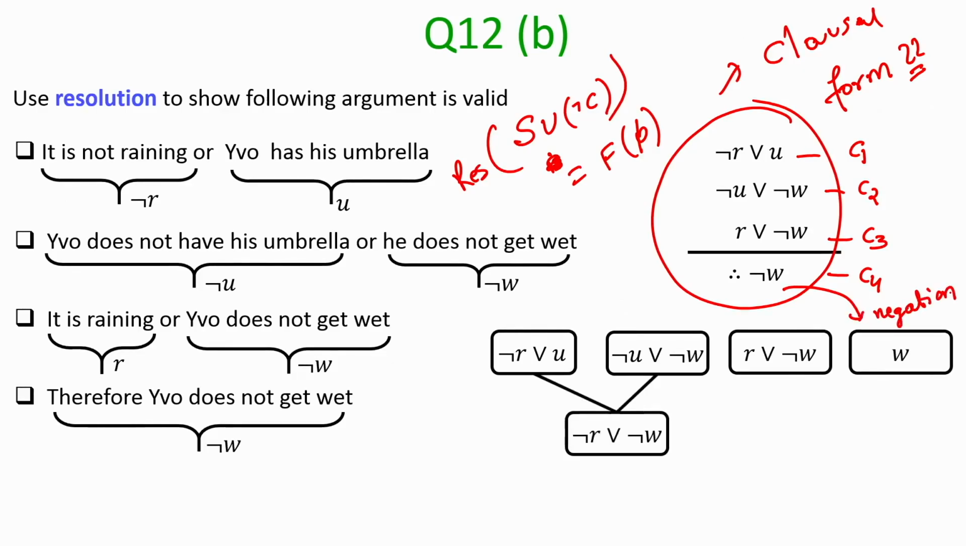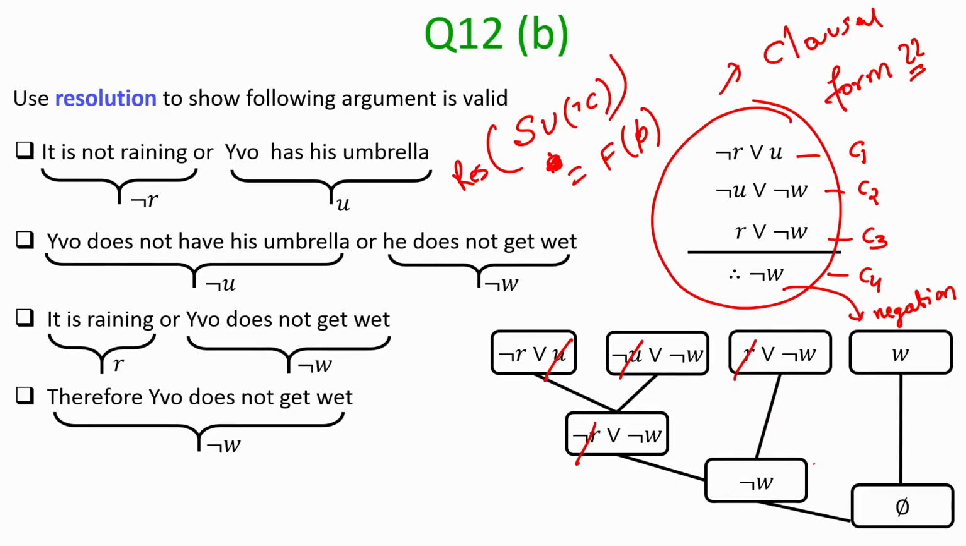And now I have to resolve. So, I take the first 2 clauses here, I cancel out U here and I get the resolvent disjunction of negation R and negation W. Then I choose the resolvent and the next clause here and I cancel out R and R here and I get negation of W, and now if I take negation of W and W I cancel them and get false. Okay. So, since I am getting the resolvent to be empty, that means this is a valid argument.